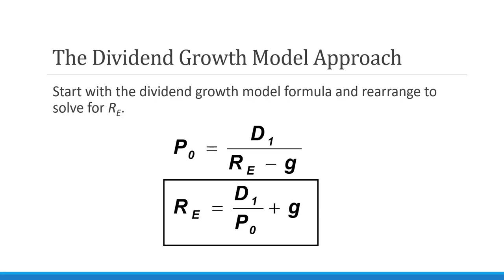So with the dividend growth model formula, we rearrange the dividend growth model to solve for RE, or the required expected return. So first we have the price of a stock equals its next dividend divided by the required return minus the growth rate. We rearrange that formula and we get that the required return equals dividend 1 divided by price 0 plus the growth rate.